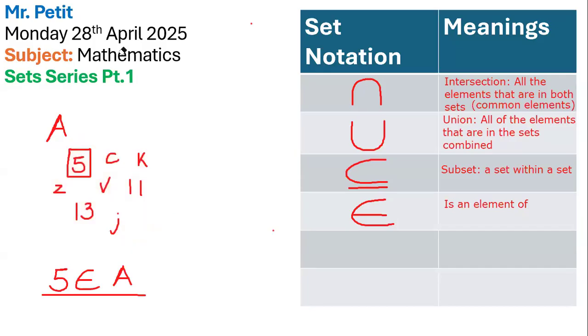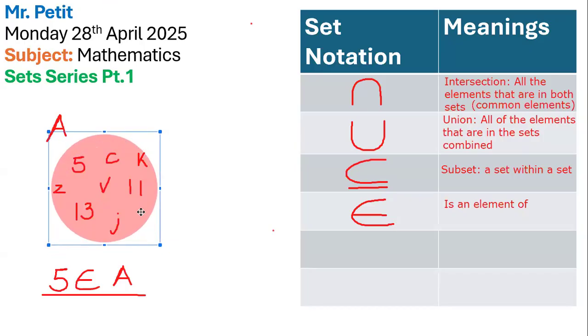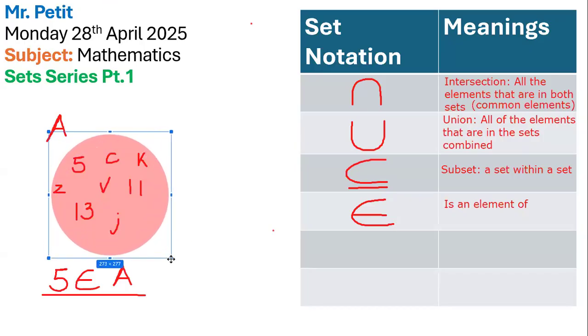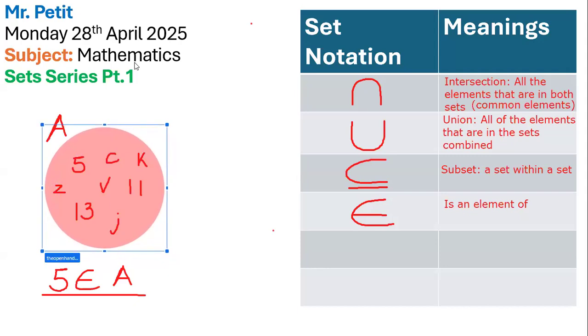Oh, see, I erased my whole thingy. Gosh. All right, let me draw my set again. My set is going to come back to life. Okay, good. Again, y'all are going to say true or false. So 5 is an element of A is true because 5 is in A. So we got that. Let's do another one.